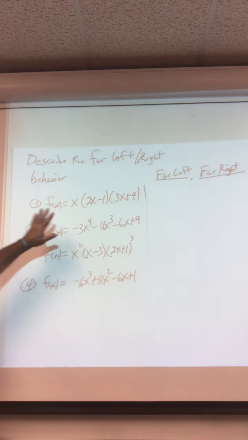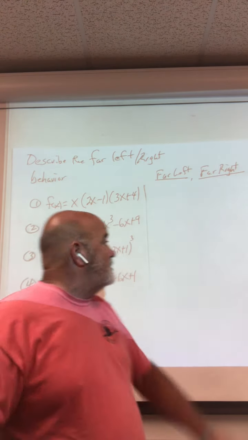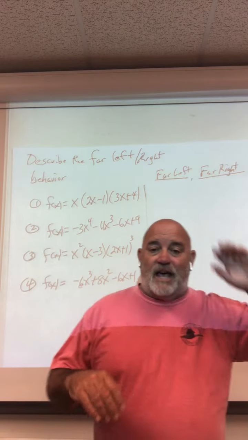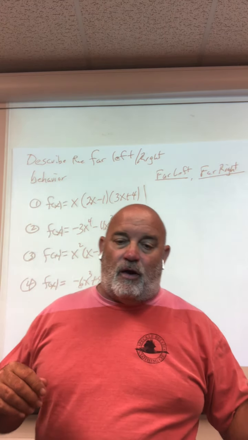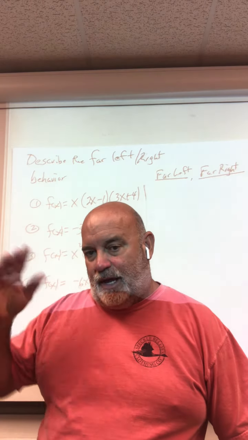All right, let's look at this first one. Let's first see what the degree is. So what I want to know is what's happening to the very left end of the graph. Is it going down or up? And the very right end of the graph. Is it going down or up?